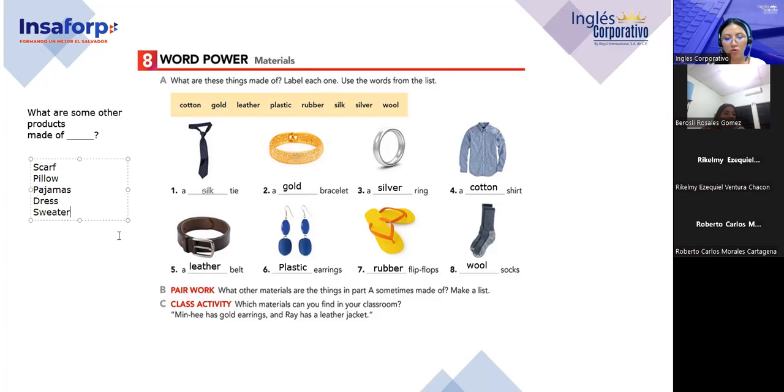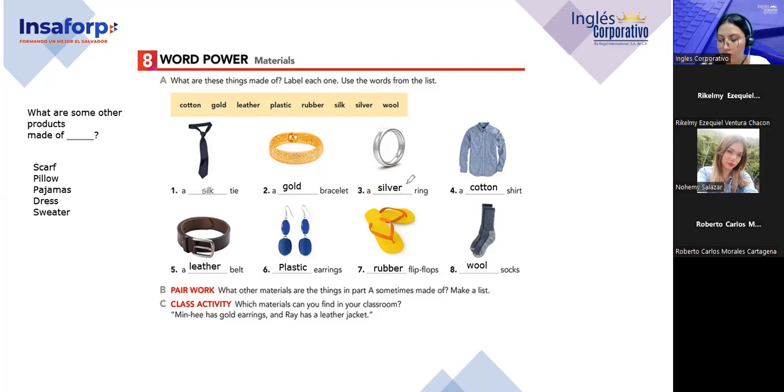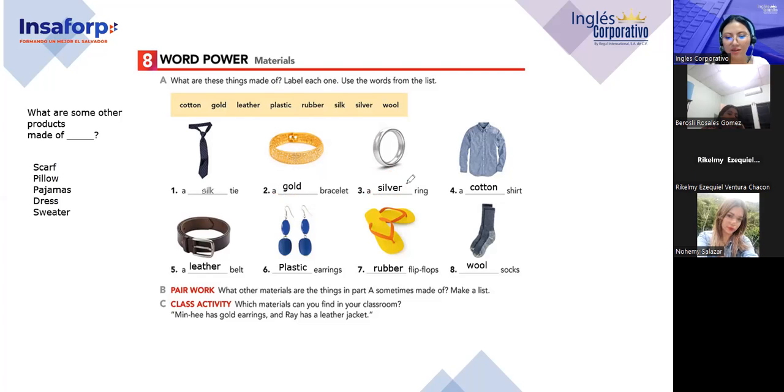Let's move on to gold. Think about the material, not the color, okay? The material, gold. And you can even give me some examples about gold and silver at the same time. Go class, gold and silver. ¿Qué más conocen que está hecho de oro y plata? What else? Collar. How do you say collar? Chain. Necklace or a chain, yes.